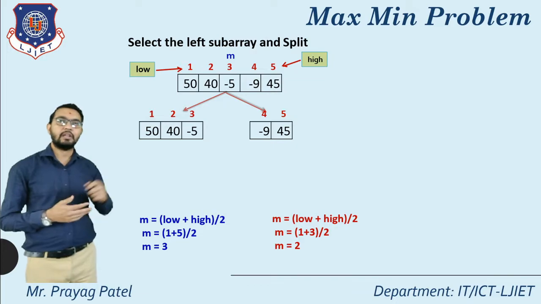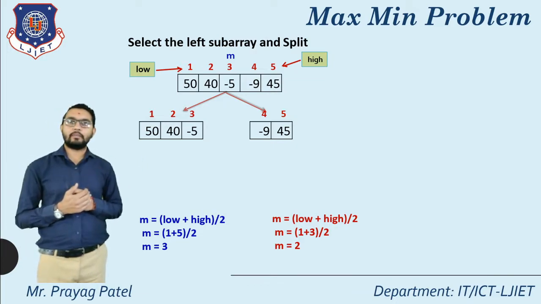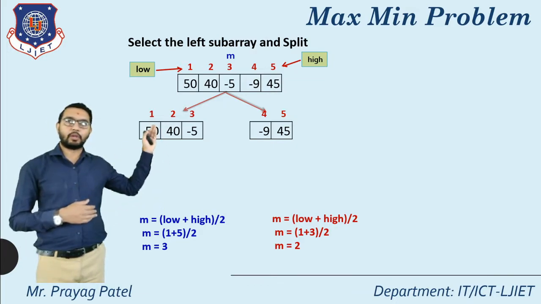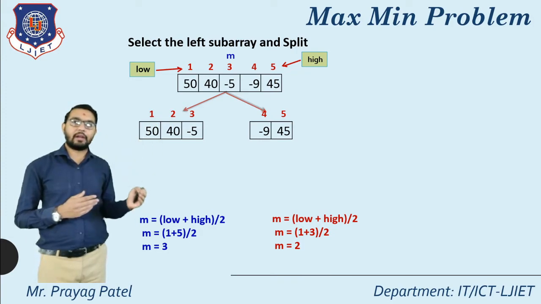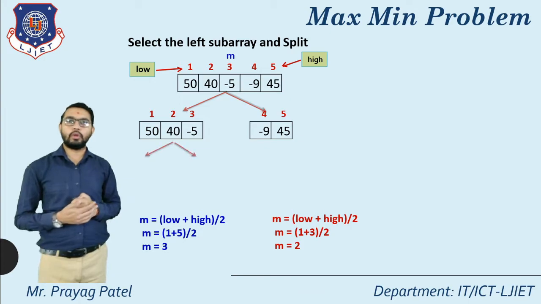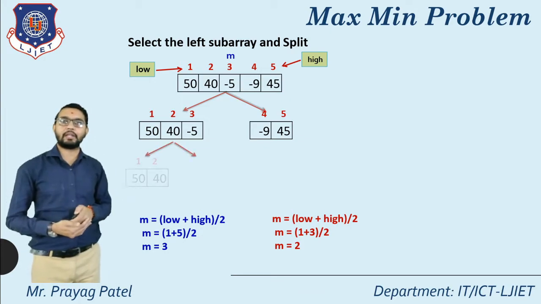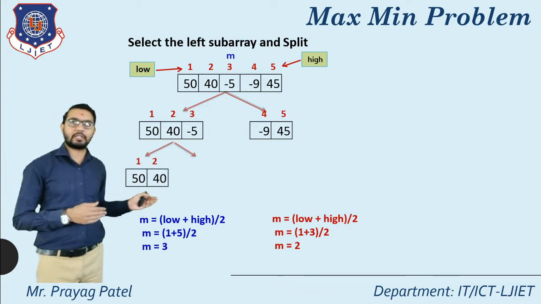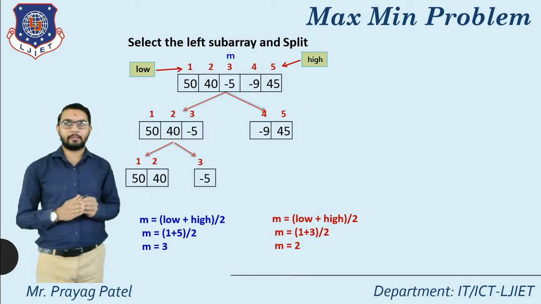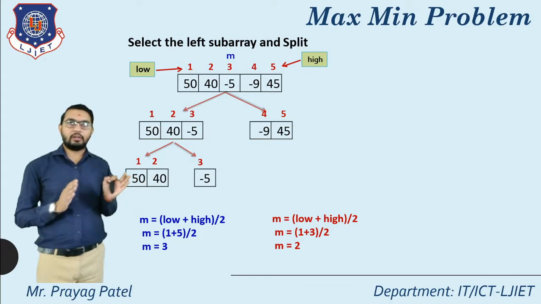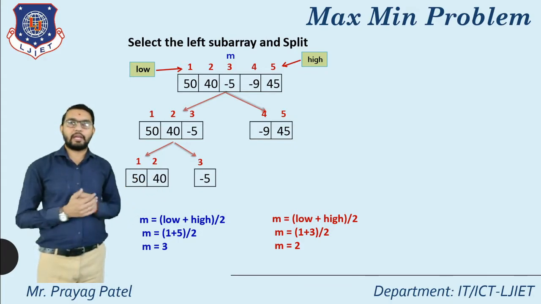For the left sublist, low equals 1 and high equals 3, because the first location is low and the last location is high. So 1 plus 3 divided by 2 equals 2. We consider 2 as the middle position, and after that the left sublist is locations 1, 2 and the right sublist is only location 3. Now this array is divided into sub arrays.